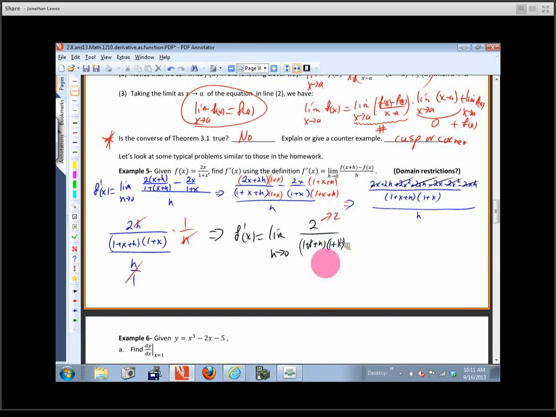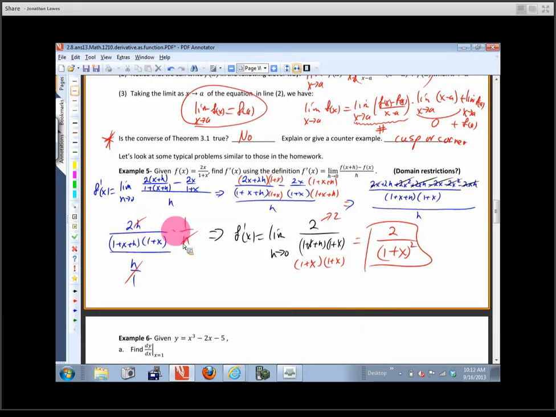So we've got a 2 here, a 1 plus x here, and what does this turn into? A 1 plus x. So what I get is a 2 on the top, and I get a 1 plus x and a 1 plus x on the bottom, so I get a 1 plus x quantity squared. That right there is the derivative.